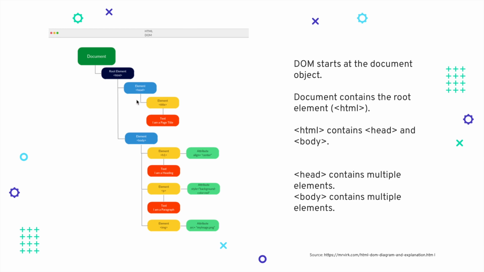Now within each of those elements, you can have your own elements as well. So for example, in the head element here, we have a title. In the body element here, we have h1 tag, p tag, and an image tag. And now each of those elements themselves have their own content. So this h1 tag has a text that says I'm a heading, and it has an attribute that says align to the center. As you can imagine, this tree can grow and become as deep or as wide as you want it to be. So you can have as many elements as you want under each branch of this tree.